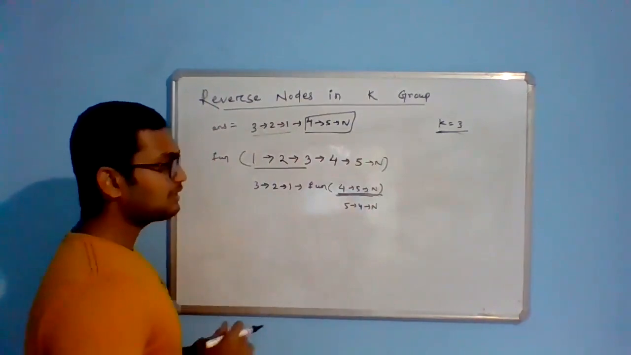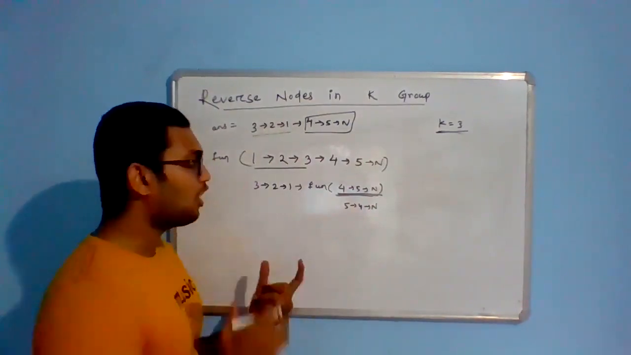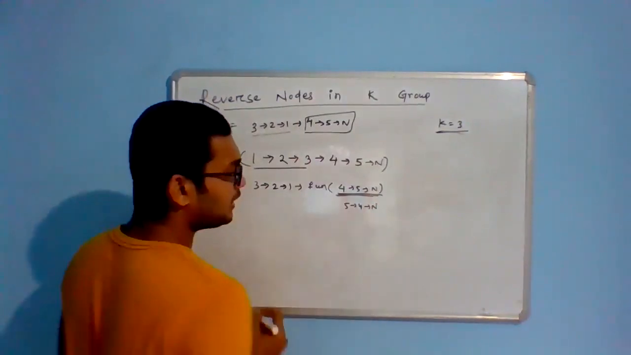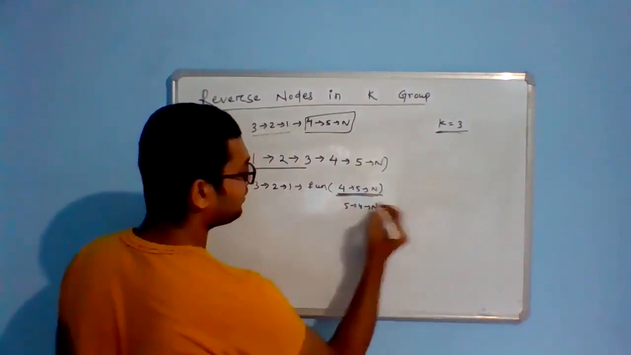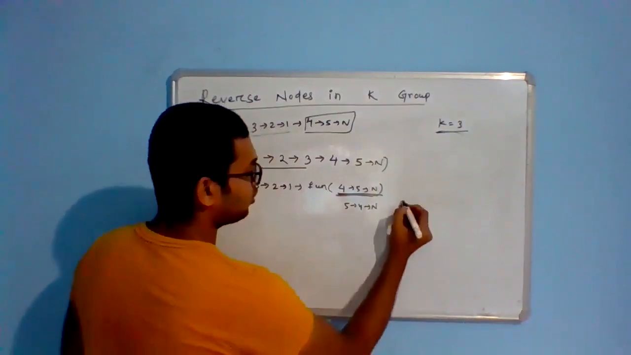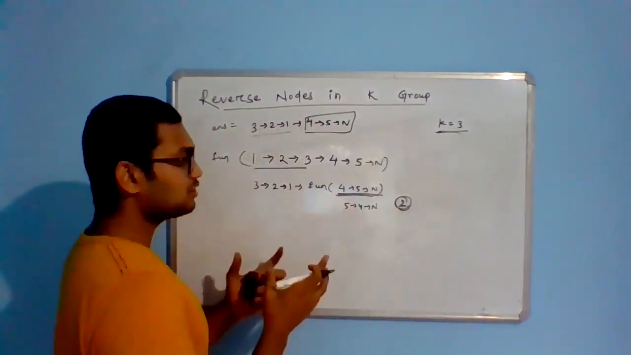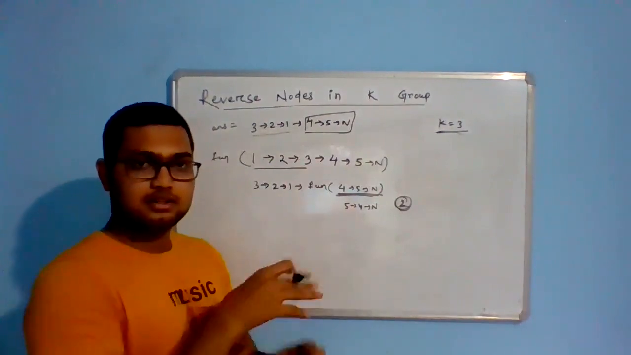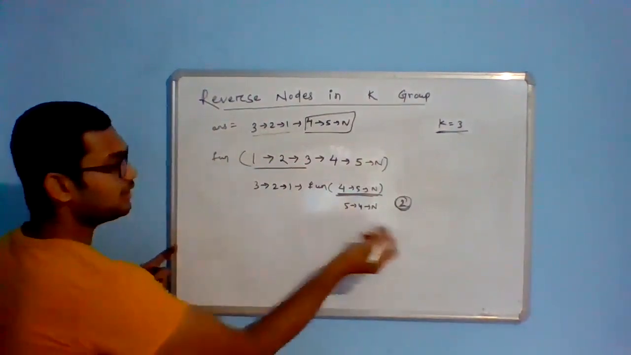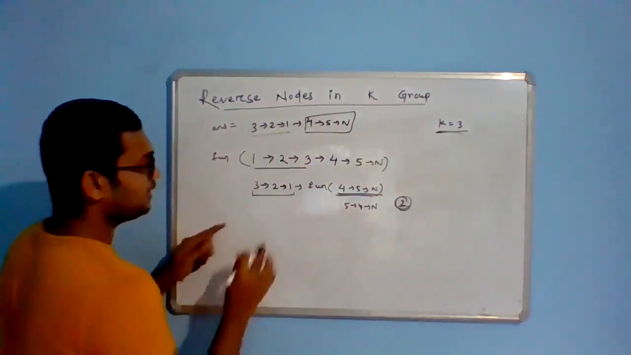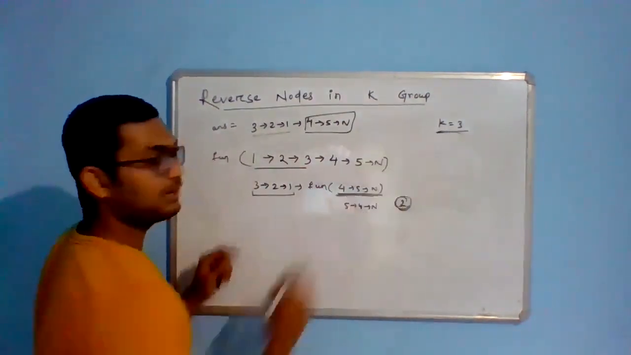So for this, let's count how many nodes we are reversing. In this case, how many elements have we reversed? We have reversed only 2 elements. And since we have to reverse every k-sized sublist, as you can see, in the previous step we had reversed 3 elements, where 3 is equal to k.